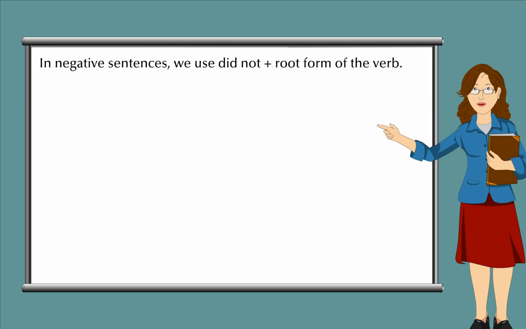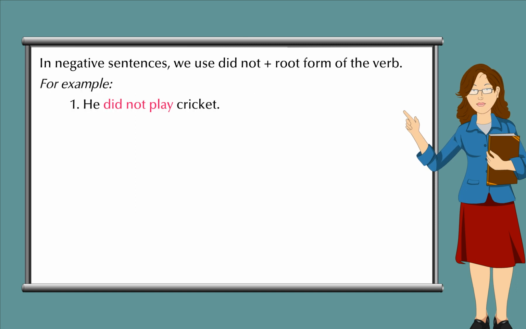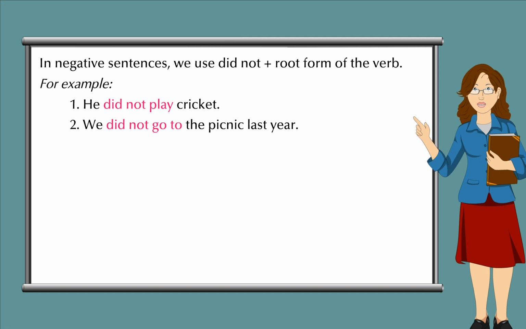In negative sentences, we use did not plus root form of the verb. For example, number 1. He did not play cricket. 2. We did not go to the picnic last year.